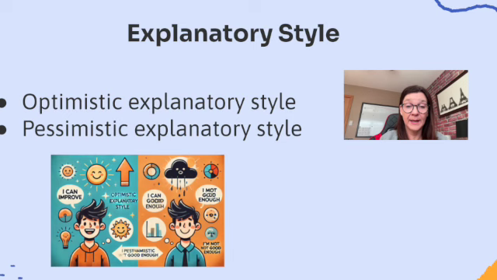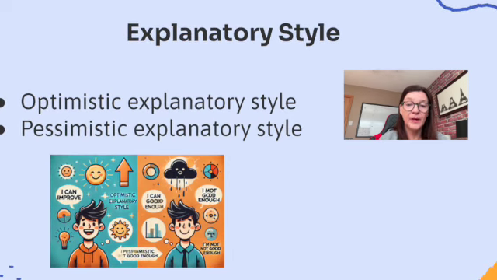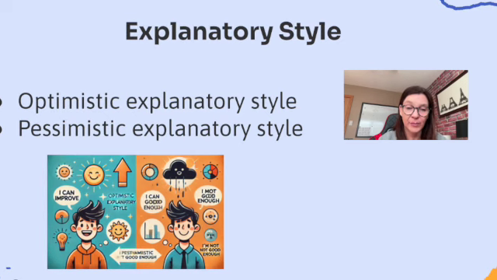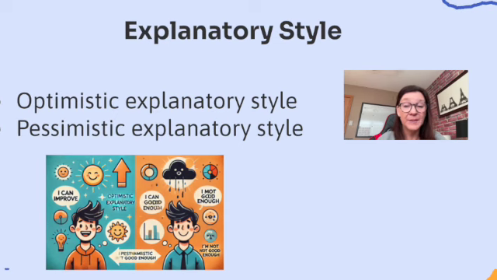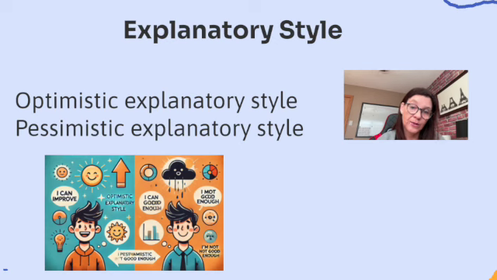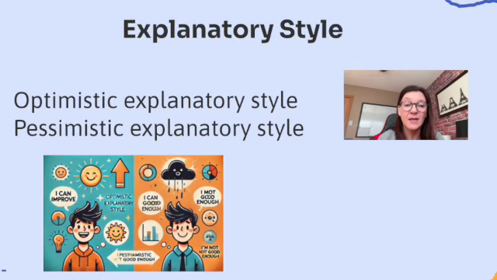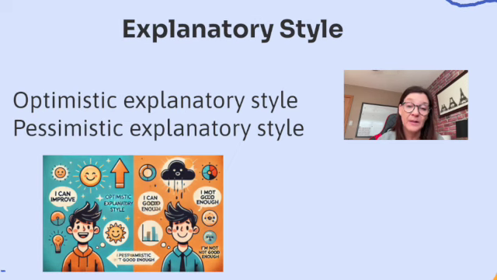Now, pessimistic explanatory style. This is when you explain positive outcomes as being due to external situational factors like luck. You explain negative outcomes as being due to internal dispositional factors like lack of ability. Here's an example. I passed the test because it was easy, but I'm not really good at this subject. In this case, the person downplays their success, attributing it to external factors, an easy test, and focuses on the internal weakness, reinforcing a negative self-view.